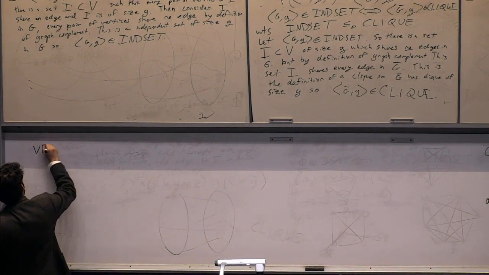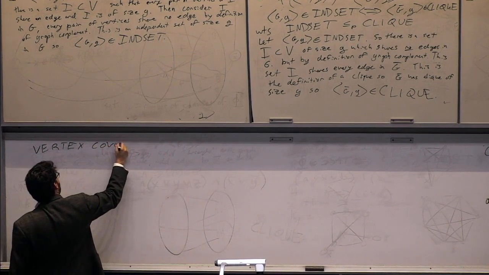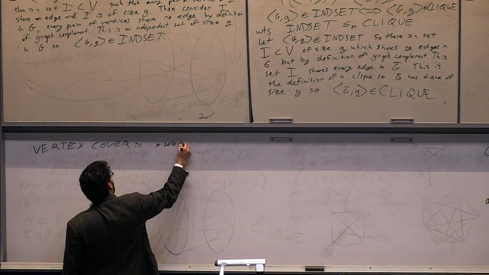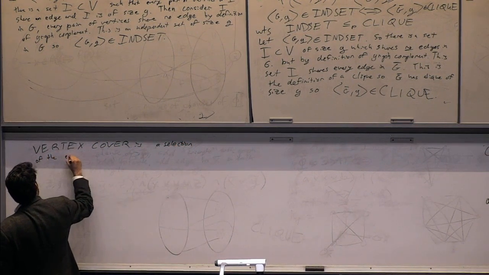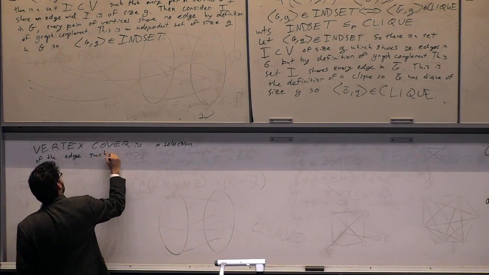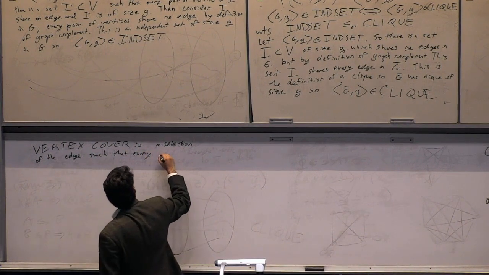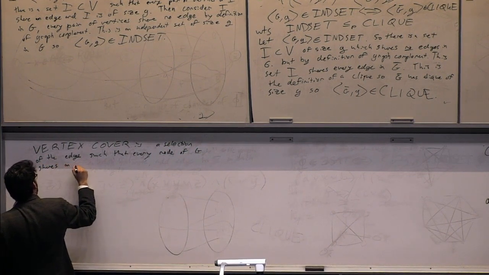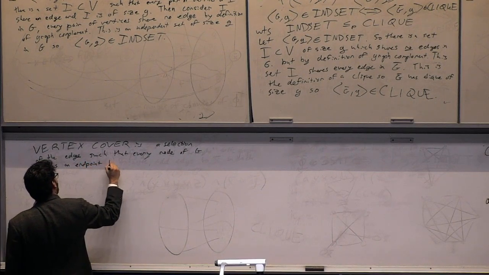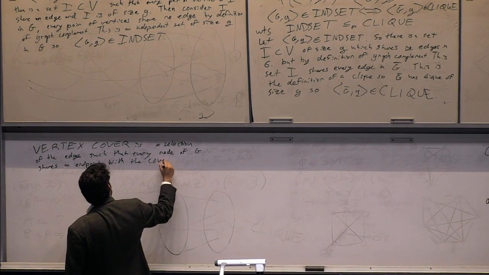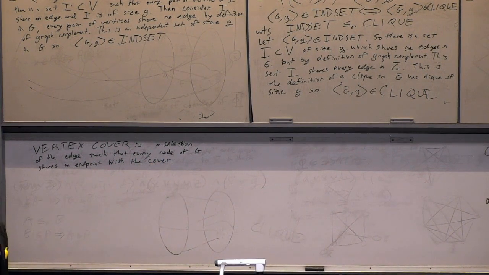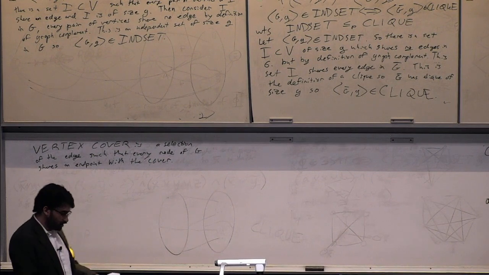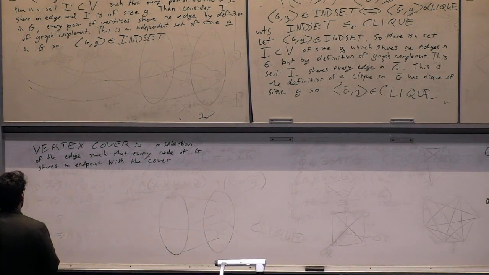A vertex cover is a selection of the edges such that every node of G shares an endpoint with the cover. So now we're not choosing a set of vertices, we're choosing a set of edges. And we want a set of edges that's spanning in some sense. By the way, a minimum spanning tree is a vertex cover. It's not the best vertex cover, but it's always a vertex cover. We want a set of edges such that every vertex shares an endpoint with an element in the graph.